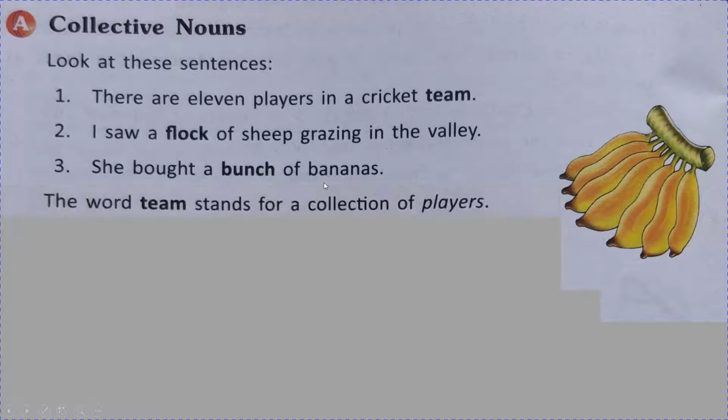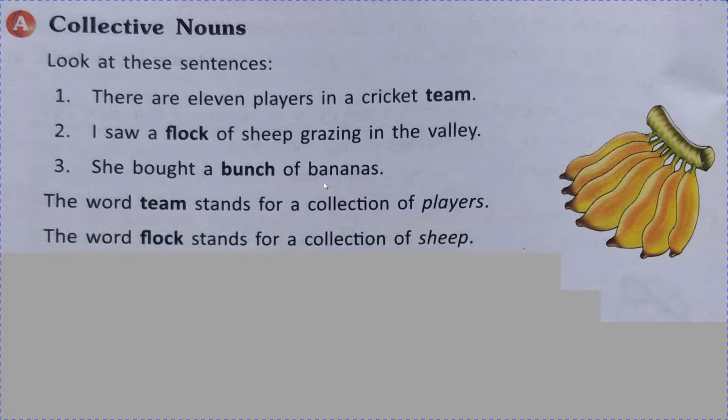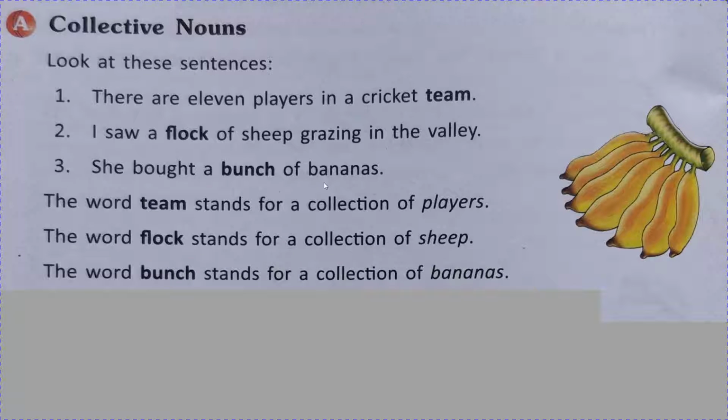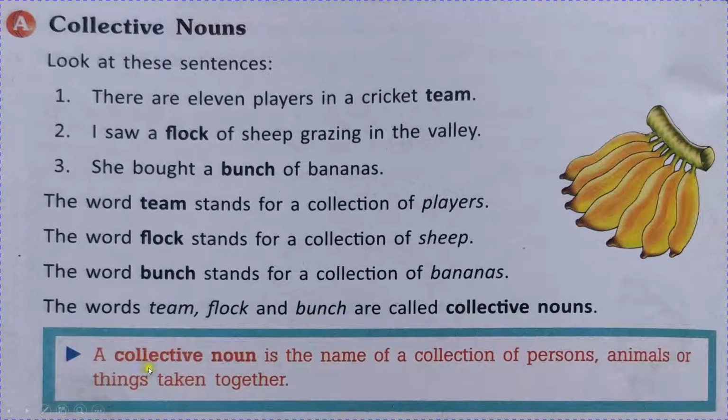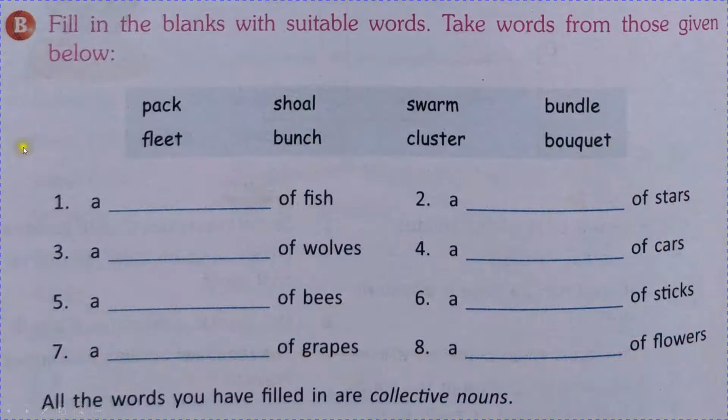Fine. So the word team stands for a collection of players, means persons. The word flock stands for a collection of sheep, means animals. The word bunch stands for a collection of bananas, means things. So what is a collective noun, children? It is a collection of persons, animals or things. So the words team, flock, bunch are called collective nouns. Children, this is very important. A collective noun is the name of a collection of persons, animals or things taken together. You can learn this, what is a collective noun.